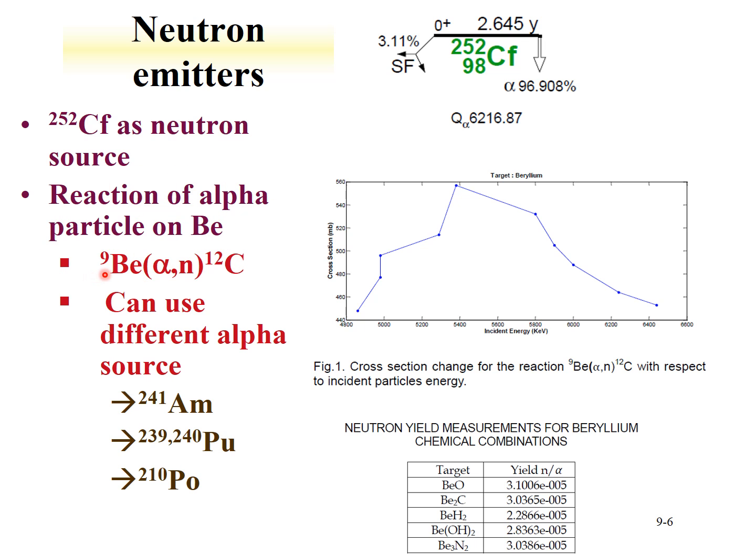The reaction shown here of an alpha particle on beryllium-9 producing carbon-12 with the emission of a neutron can be exploited as a neutron emitting source. A number of different alpha sources can be used: americium-241, plutonium isotopes, or polonium isotopes.